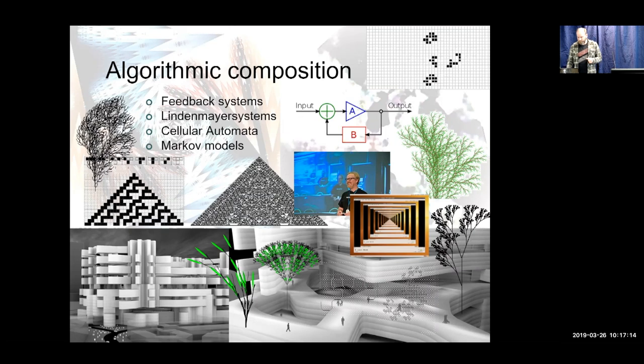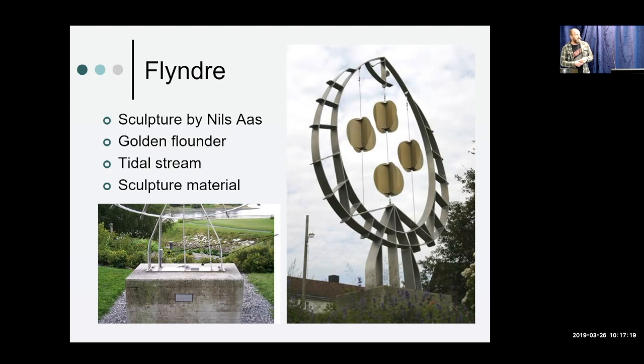So onto one of the installation projects that I will tell you about. This is called Flyndre. It's made on top of a sculpture by the Norwegian artist Nils Aas. He made the aluminum structure that is here. It's placed two hours north of Trondheim in a place called Indre, right next to a tidal stream.